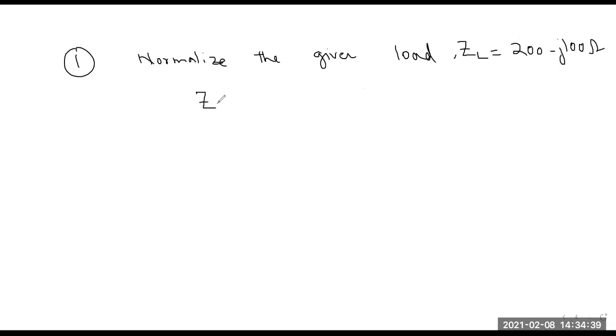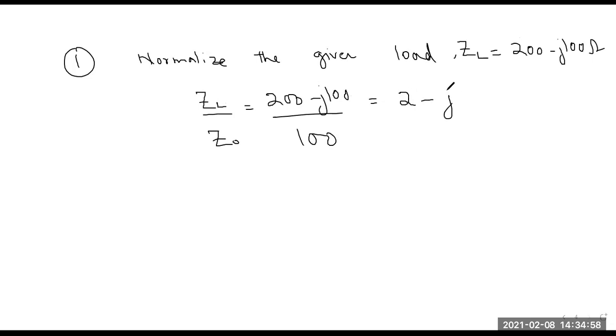Normalize the given load. What is the given load? ZL is 200 minus j100 ohm. For normalization, I will be using Z0, so ZL will be divided by Z naught. So 200 minus j100 divided by 100. So you get 2 minus j.